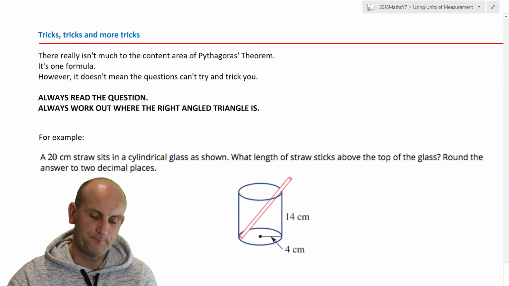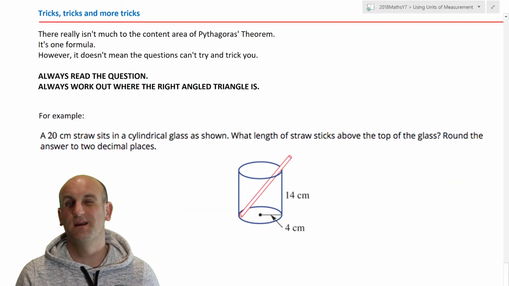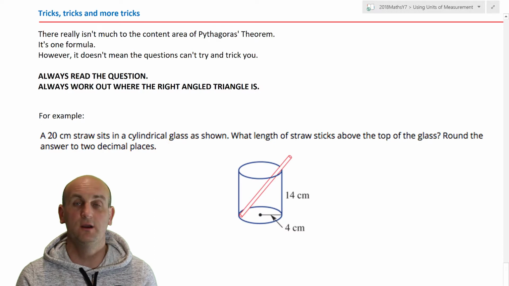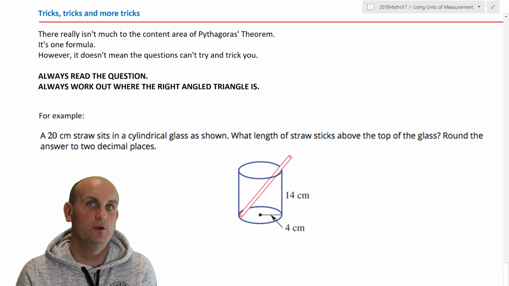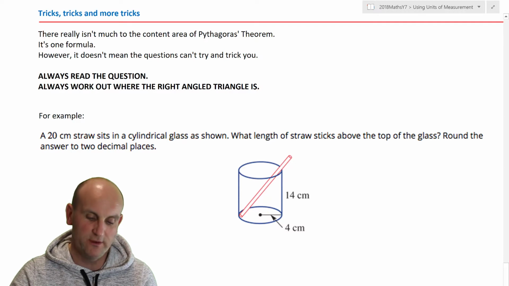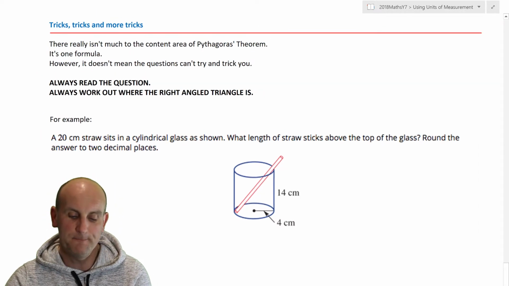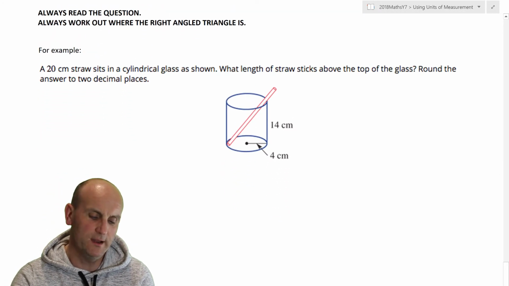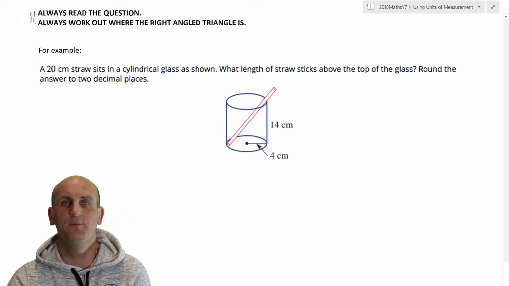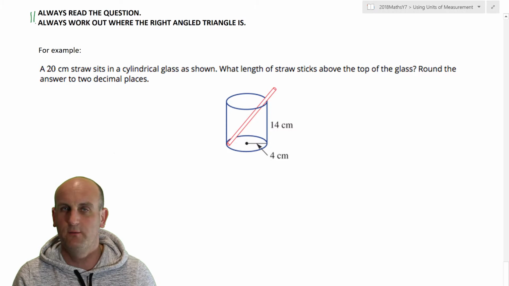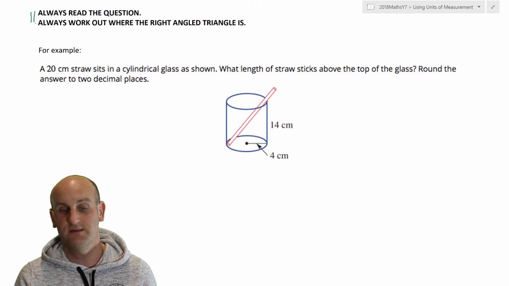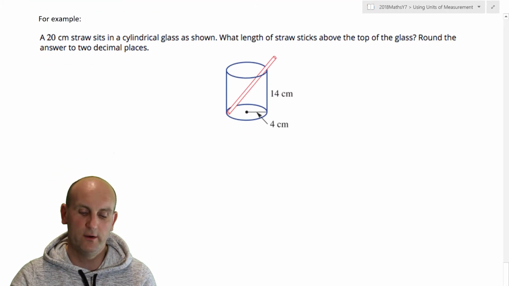I suppose that's the last part of this video, because there's not a huge amount you can do. I can show you lots of examples, but not necessarily anything that I haven't already shown you. So here's a tip and a trick. Firstly, I know it sounds stupid, but read the question. A lot of people see right angle triangles and just go mental and go, yay, it's Pythagoras' Theorem, and they work out a load of stuff that doesn't actually answer the question. And always work out where a right angle triangle is.